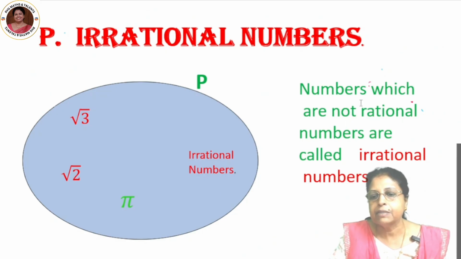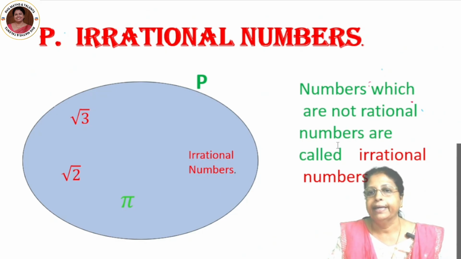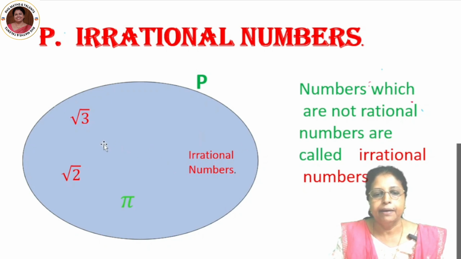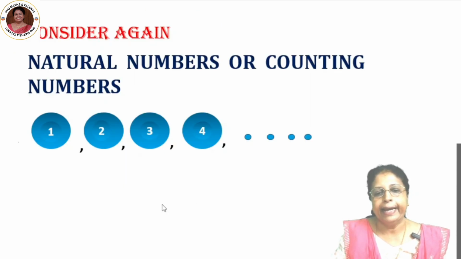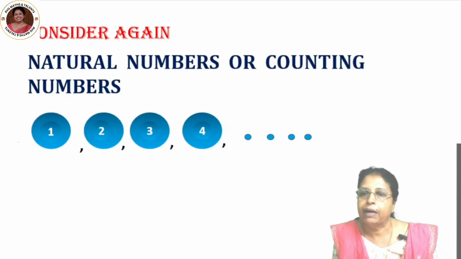Then numbers which are not rational numbers are called irrational numbers. Examples are root 3, root of 2, pi, etc. are irrational numbers. Okay. See this, rational numbers and irrational numbers together form real numbers. Okay. We have studied all these. We are just revising all these. So, rational numbers and irrational numbers together form real numbers.